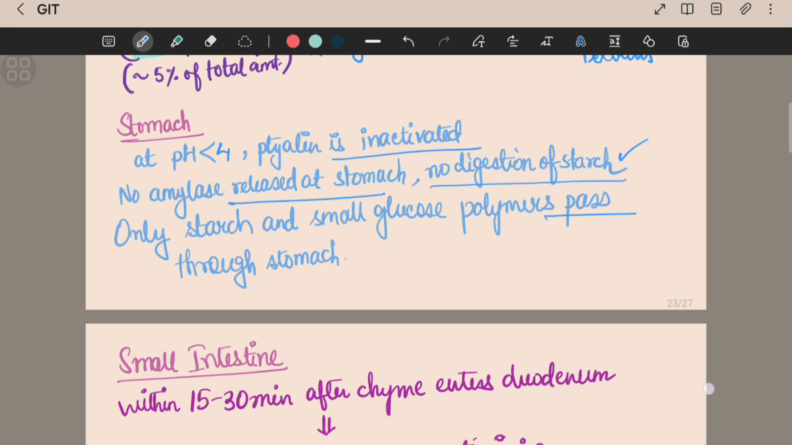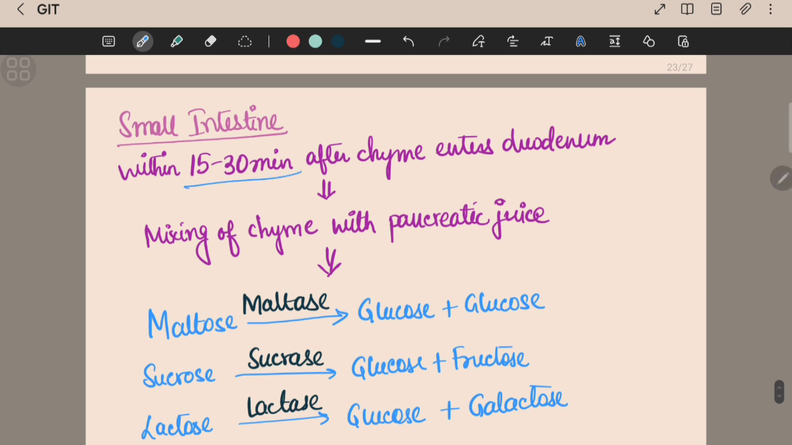They require emulsification. At the level of the small intestine, within 15 to 30 minutes, what will happen? There will be a churning process, and slowly this chyme will enter the duodenum. Chyme will be released from the level of the pyloric sphincter. Slowly and slowly, it will be coming into the duodenum. Okay, there will be mixing.